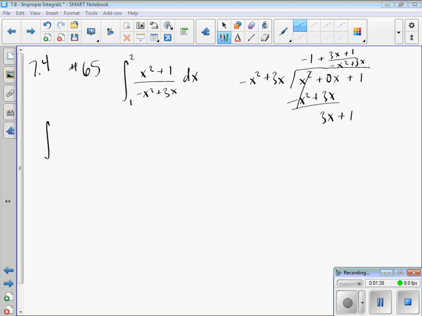So this is the integral of negative 1 dx plus the integral of 3x plus 1 over negative x squared plus 3x. And then this part's what we're going to do partial fractions on. So I'll let you guys kind of work through it as I work through it here.